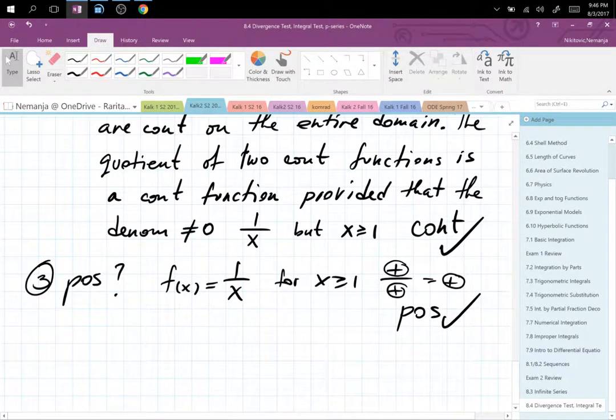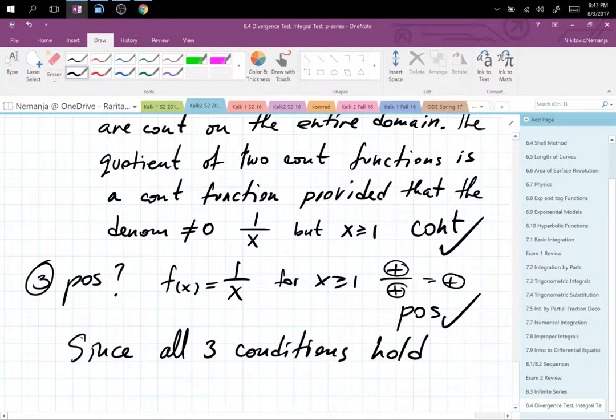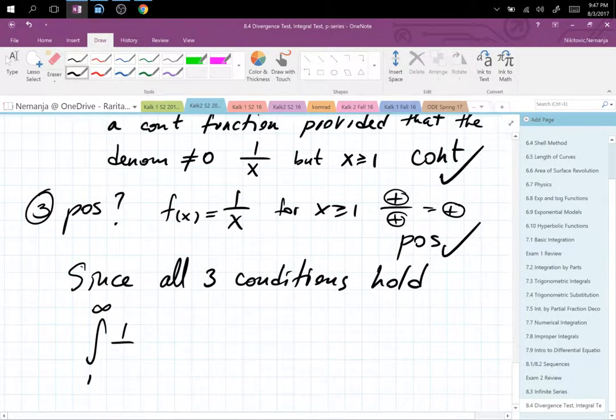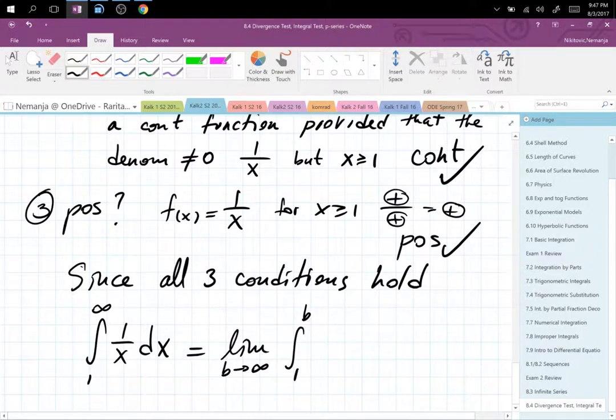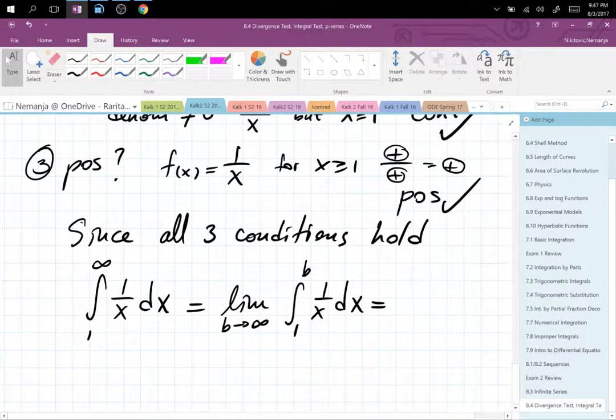So, since all three conditions hold, it's positive, it's decreasing, and it's continuous, we can do the integral from 1 to infinity of 1 over x dx. What's the integral of this? Hold on. Limit first, and then you tell me what the integral is. What do we have? The limit as b goes to infinity. What's the integral of 1 over x? ln x. That's much better.